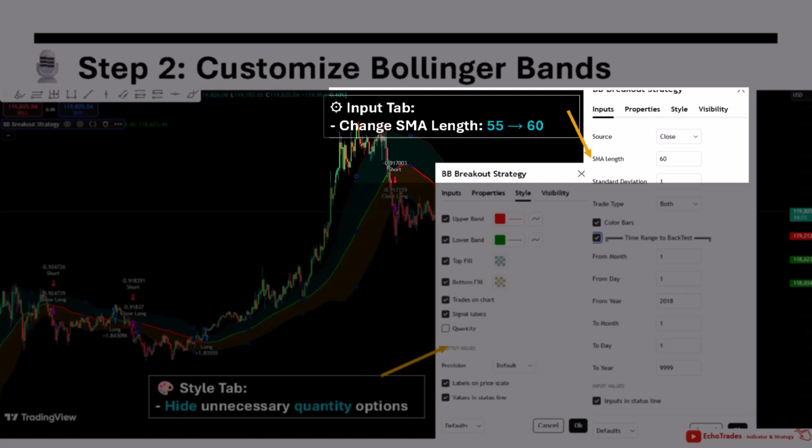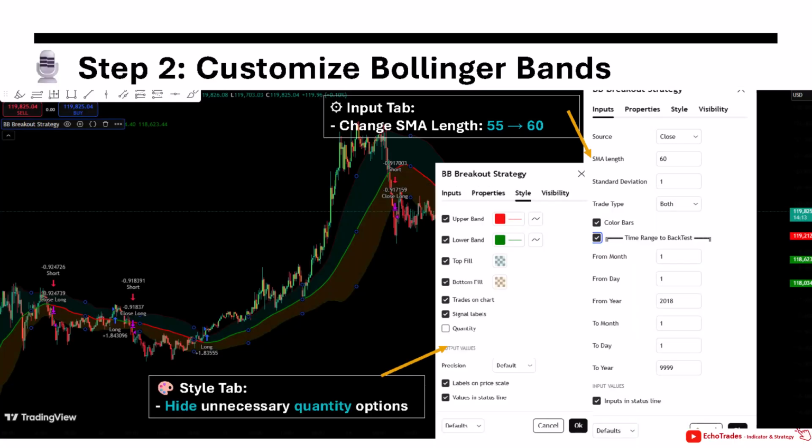Okay, why 60 specifically? Well, that slight increase in the simple moving average length helps smooth out some of the noise, the rapid fluctuations you inevitably see on a 15-minute time frame. It makes the trend signal from the middle Bollinger Band a bit more reliable, less prone to false signals, which is obviously vital when you're making quick entries. That makes sense. Filtering the noise.